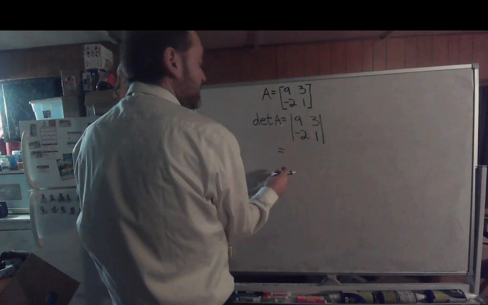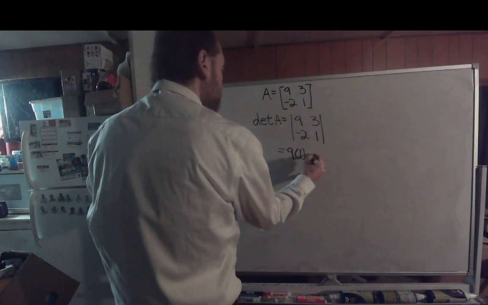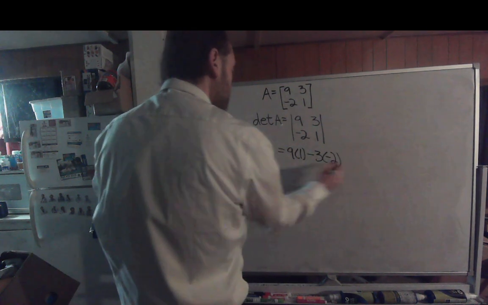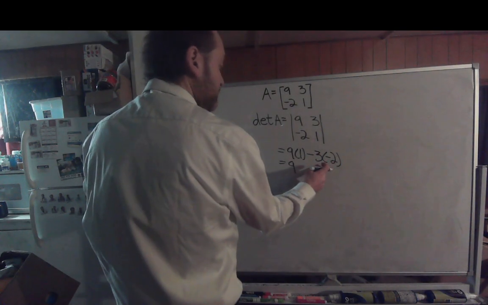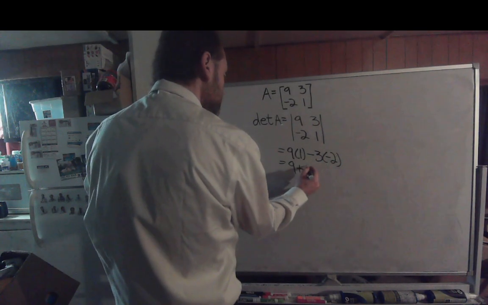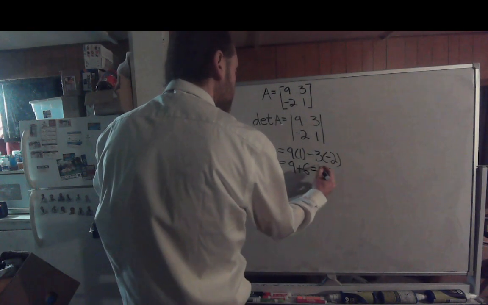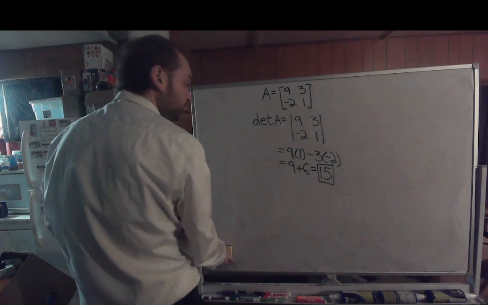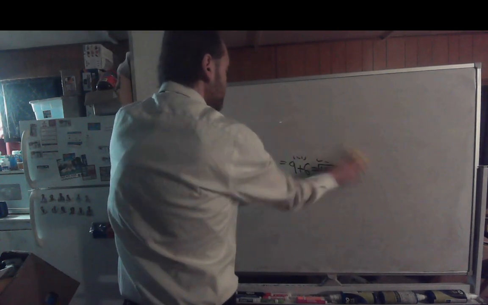Now you're going to take 9 times 1 minus 3 times -2. Well, 9 times 1, of course, is 9. Minus 3 times -2 turns into plus 6. So the determinant of this matrix would in fact be 15. So yeah, determinants of a 2 by 2 matrix at least aren't that bad to find.